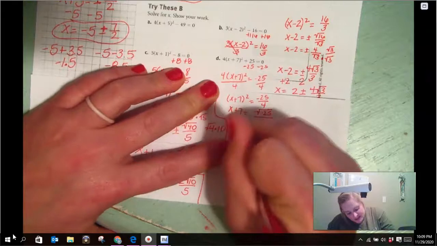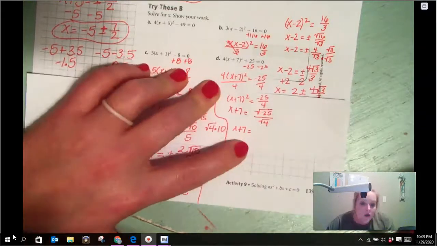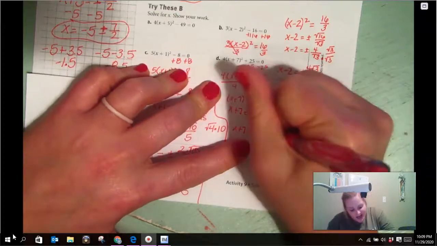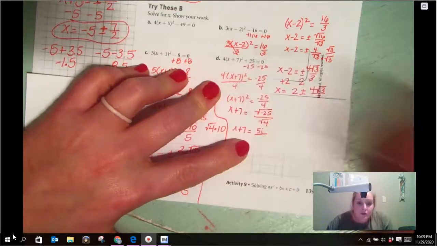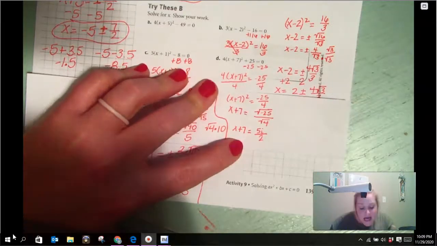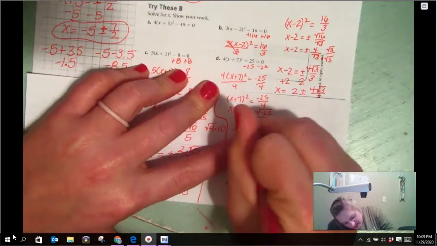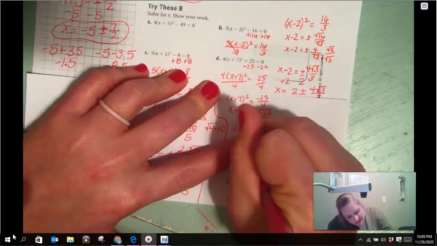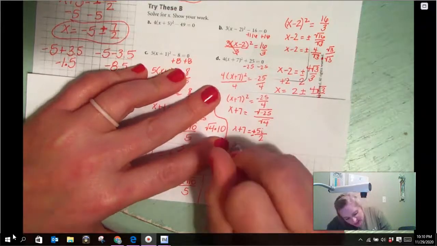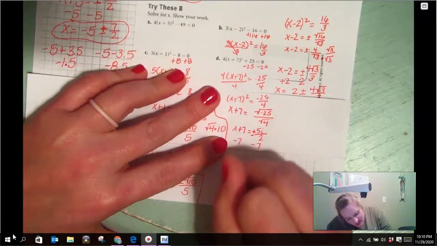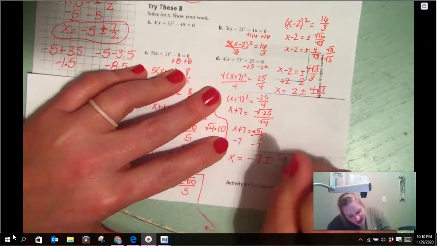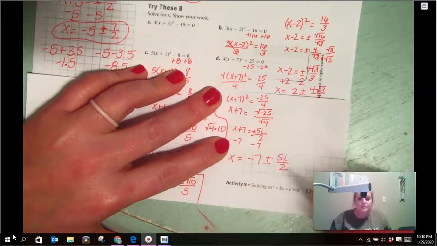x plus 7 equals, the square root of 25 is 5, the square root of -25 is 5i, the square root of 4 is 2. Does anyone know what I forgot? I keep forgetting this. Plus or minus. Do not be like Miss Cole. Remember your plus and minus. Then you're going to subtract 7 on both sides. So your answer is x equals -7 plus or minus 5i over 2.